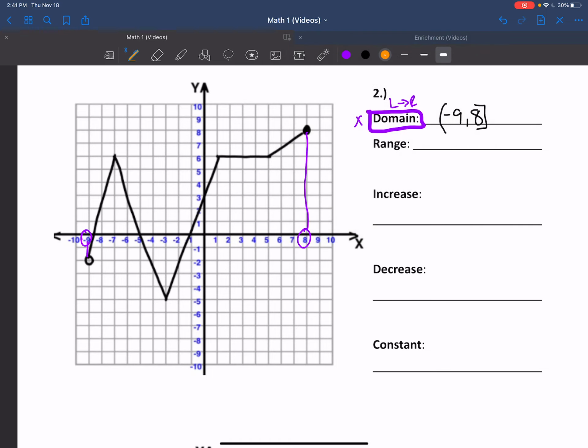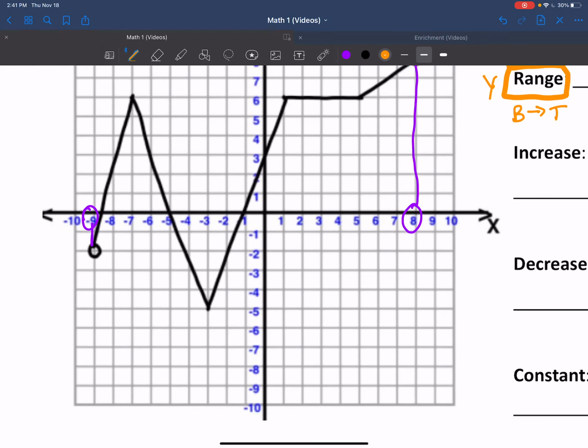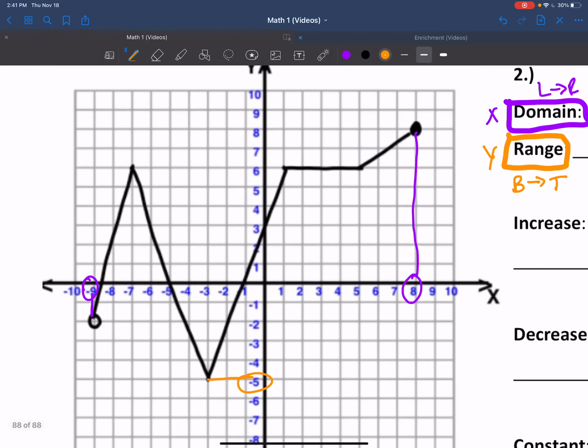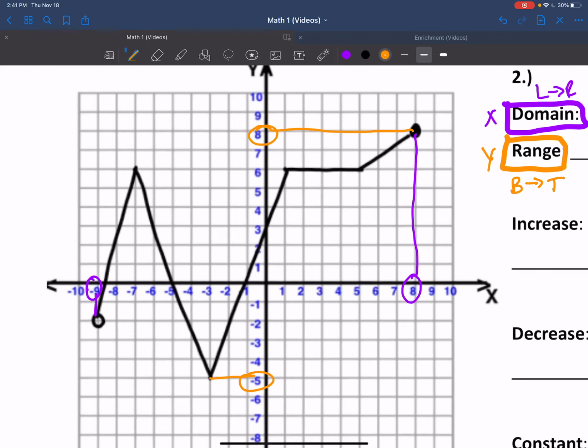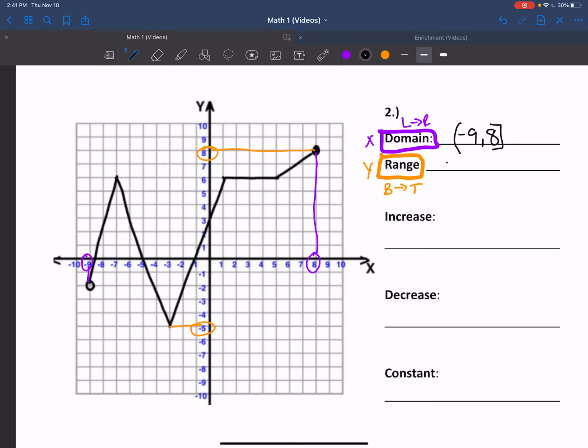Now we're going to do range. And again, range is bottom to top. And remember, we're using y's. So looking at my range here, the bottommost y is this negative 5. The topmost y is the 8. So we have negative 5 to 8. Negative 5 is a closed bracket because it is a part of the line. 8 is a closed bracket because it is a closed dot.